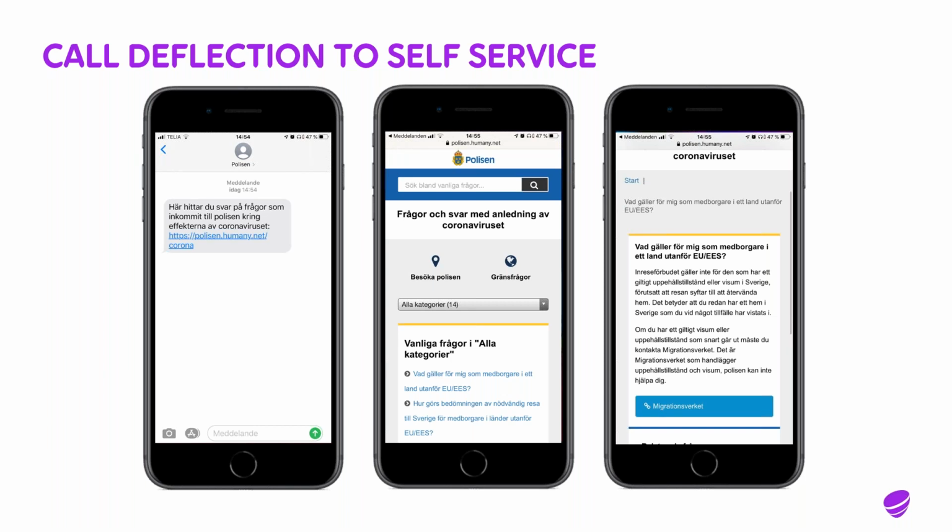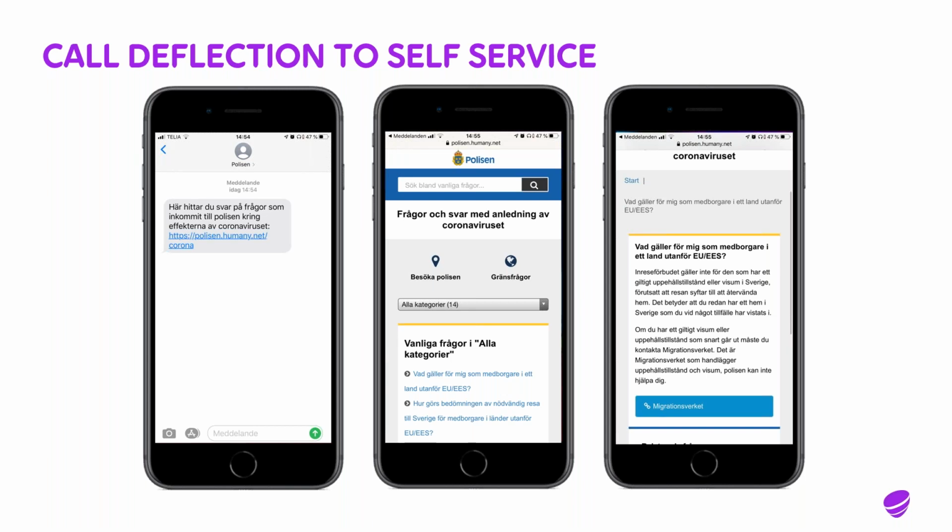So this is a very simple way of deflecting calls and promoting self-services in an innovative way, because people are lazy, at least here in Sweden. They follow their usual habits of just picking up the phone and dialing. They don't imagine that they could find the answer on the police website, for example. And the self-service is of course available 24/7. There are no queues.